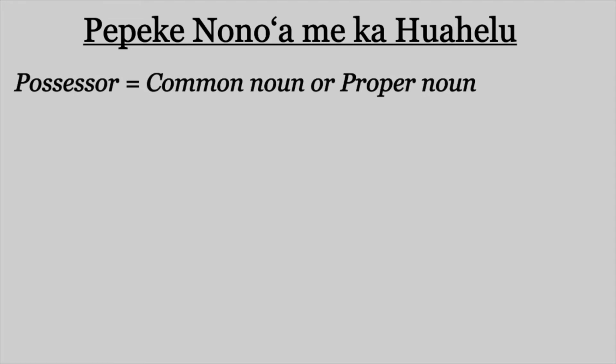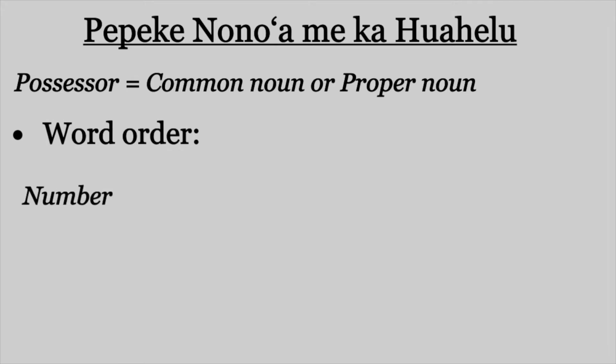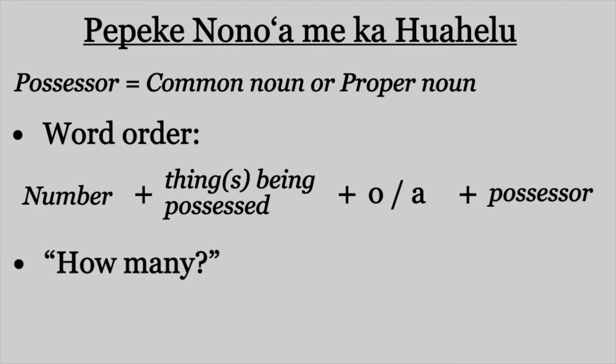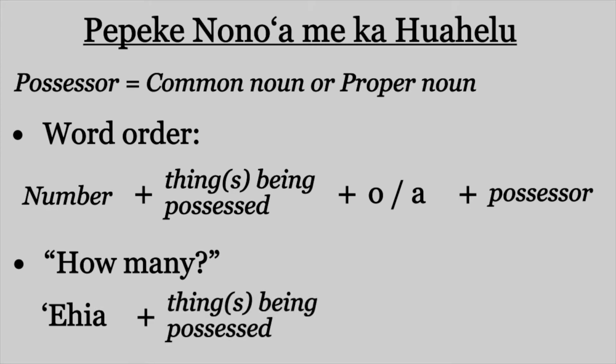Okay, let's review the word order for all of the sentences that we learned one more time. If the possessor is a common noun or a proper noun, the word order will be number, thing being possessed, your zero possessive o or a, and then the possessor. To ask how many, it's ehia plus the thing being possessed, then your zero possessive o or a, and then the possessor.